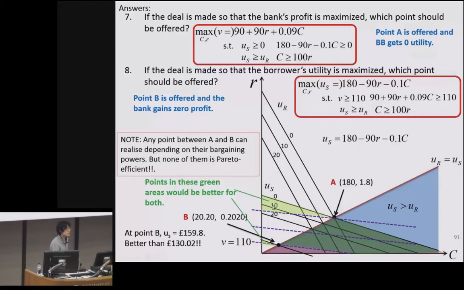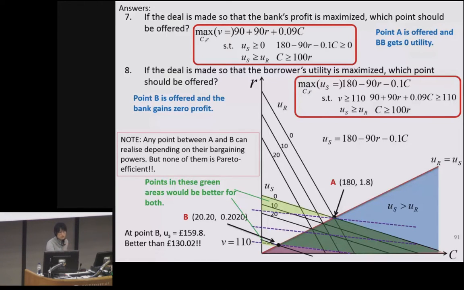So that point would be better for both the bank and Brown Bakery than point A. But again, that point cannot be achieved. That point is not achievable or feasible. Why? Because if this point is offered by the bank, then Brown Bakery would not choose the safe project. Brown Bakery will choose the risky project. Remember, for Brown Bakery to select the safe project, the points should be in this red region. So if this point in this green area is chosen, then the Brown Bakery will choose the risky project.